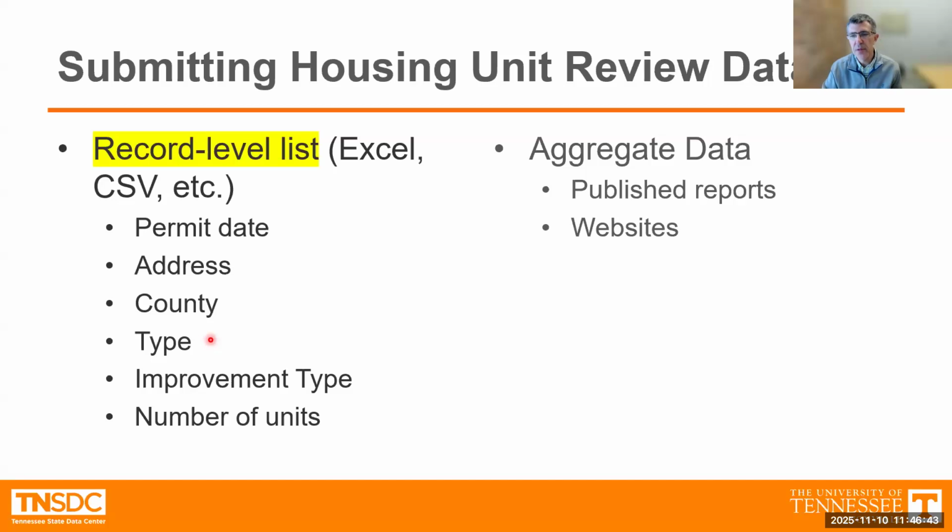The type of improvements, so the type of unit, for instance. Improvement types, we want to see that these are new units and not an addition. And then the number of units. So this is not the number of buildings. In the case of a multi-dwelling structure, we want to be looking at the number of units that were authorized. So it's fairly standard, and we can work with you on this. If you do decide that you want to participate, we'll do a little bit of back and forth and get this sorted out. It's not that big of a deal.